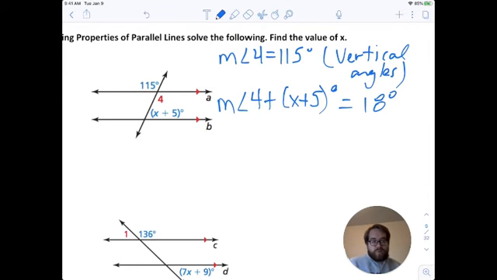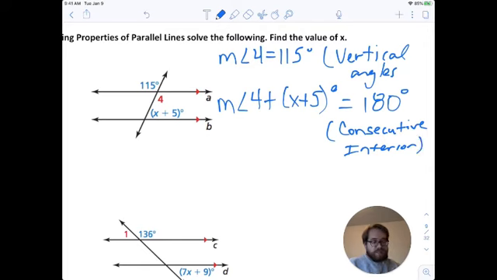So the measure of angle 4 plus the x plus 5 degrees angle should be equal to 180 degrees. Okay. And that's because those are consecutive interior angles in between parallel lines cut by a transversal.